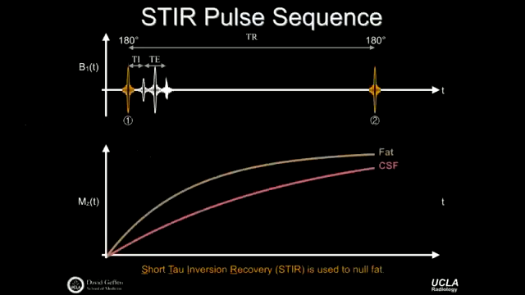We're going to saturate the Z magnetization so that after the 90 pulse, it all starts off at something like 0. And then depending on its T1, it's going to recover more quickly or more slowly. Fat, we know, has a short T1, so it's going to recover more quickly. CSF has a long T1, so it's going to recover more slowly. The basic idea of what we call the STIR pulse sequence, which stands for the short tau inversion recovery sequence, is that we can use it to null fat.